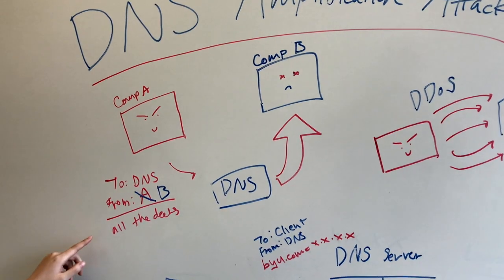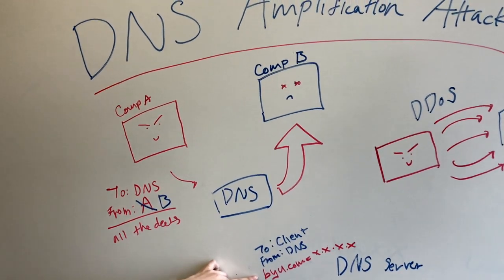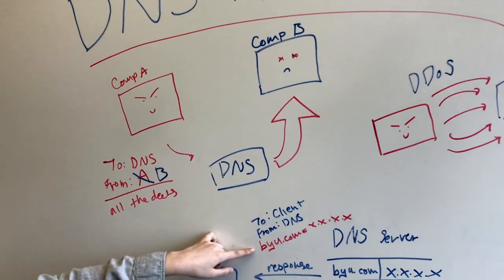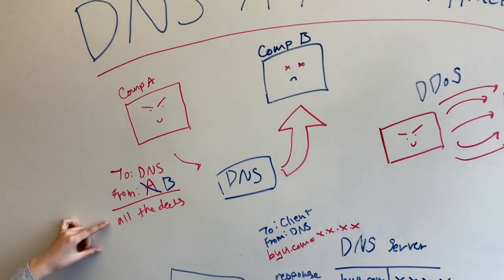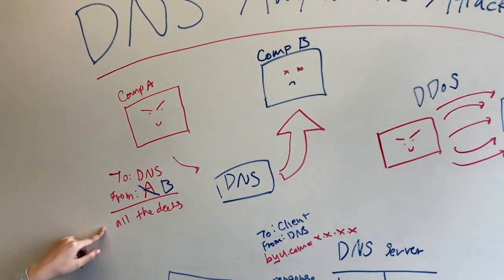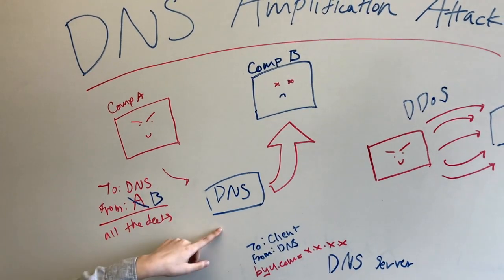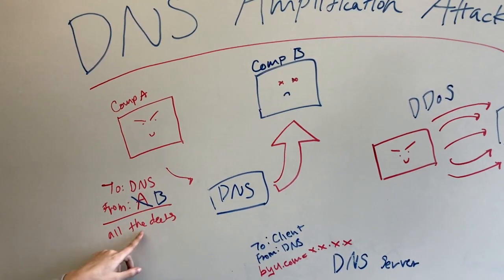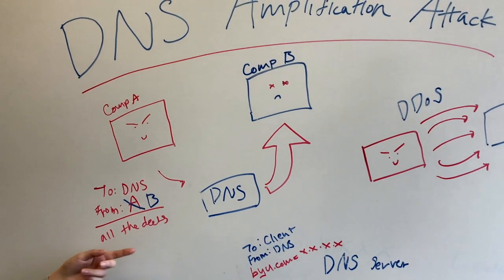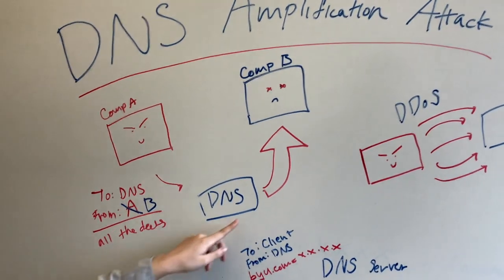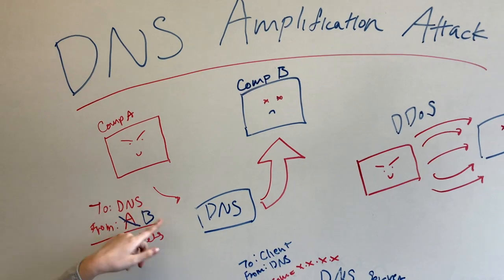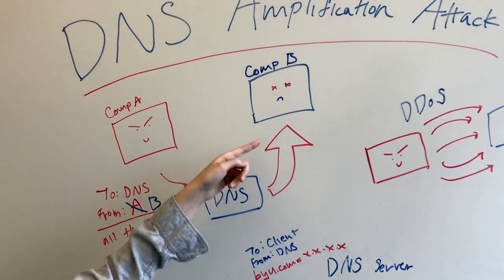Whereas before you only asked for the location of a domain, in these attacks they usually ask for all the details that a DNS server holds inside of their database. So when the DNS server responds to the request and sends it over to the victim, the information has grown considerably, hence its name, amplification attack.